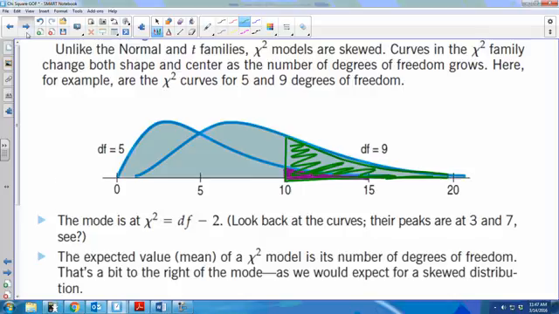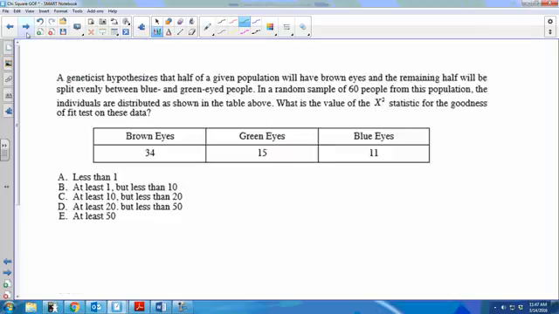Okay. So here's my example I will do, and then we'll do the activity in class. Okay? This is why I think you guys have done this in bio, but I'm not really sure. A geneticist hypothesizes that half of a given population will have brown eyes, and the remaining half will be split evenly between blue and green-eyed people. In a random sample of 60 people from this population, the individuals are distributed as shown in the table, we'll say below, because I moved it. What is the value of the chi-square statistic for the goodness of fit test on these data?